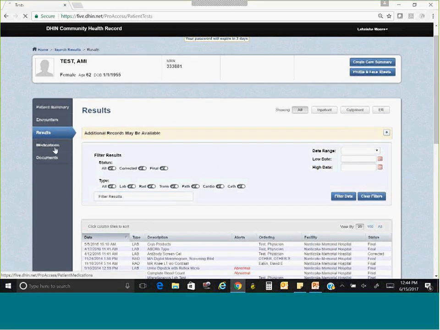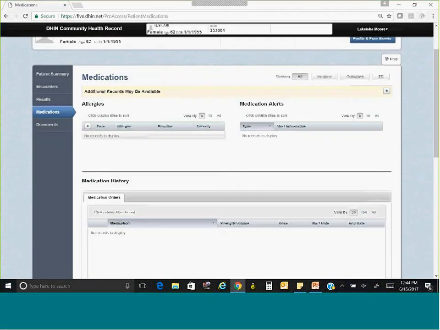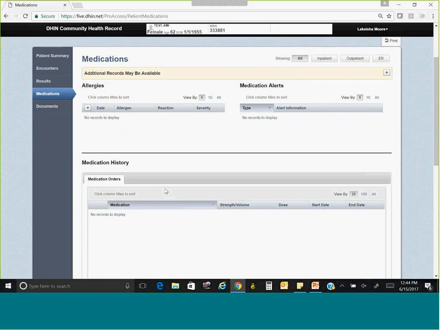For many of you, this may actually not be enabled right now. And actually in this account, it's not enabled for me either in this test account. But I do also like to let you know that if you're ever in need of medication fill history, that is a service that DHIN does provide. It is a subscription-based service, so once again, your relationship manager can go over that with you.